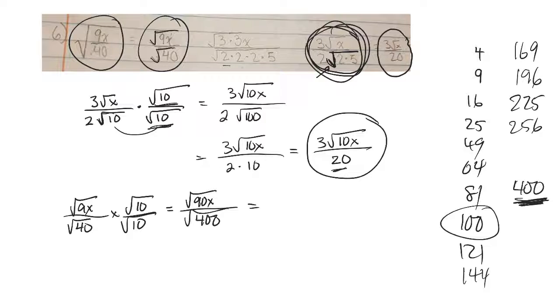But the square root of 400 is 20. And then on the top you get root 90x. Oh, I could have left that as root 9 times root 10x. And the square root of 9 is 3. You get the same answer. Okay, hopefully that helps you with that radical.